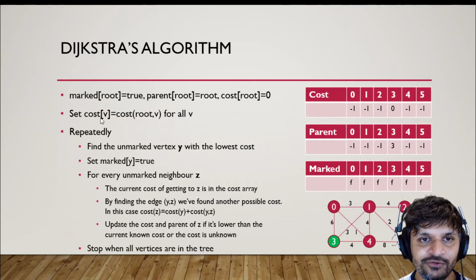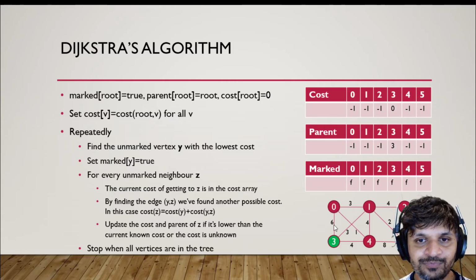Now set the cost of v equal to the cost of (root, v) for all v. What does the cost of (root, v) mean? We're saying set the cost of every vertex, let's take, for instance, 0, to be equal to the cost of the edge going from the root, which is 3, to the vertex 0. So it's the cost of the edge (3, 0), which costs us 6. So basically we're going to set the cost of getting to 0 to be 6.